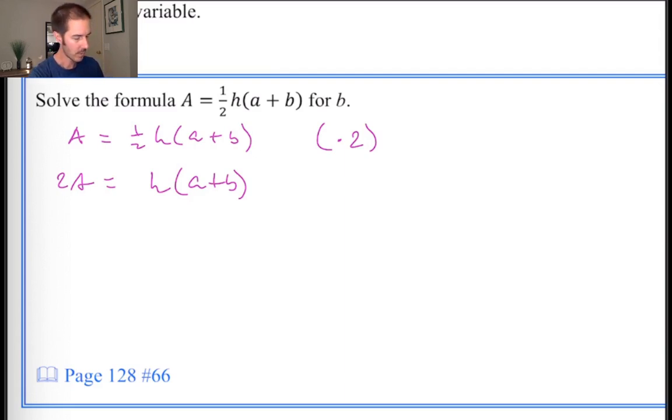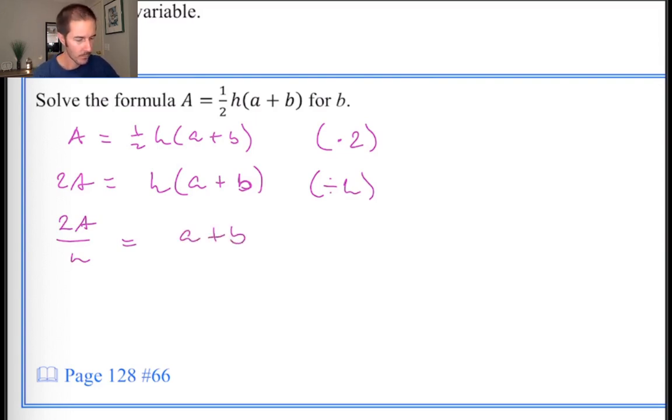Don't distribute. Remember, the goal here is to get stuff away from the b. So why would you want to distribute that h in and get it even closer to the b? Let's just get rid of the h from the right-hand side of the equation. We can do that by dividing both sides of the equation by h, which would give us 2a over h equals just the a plus b now. The h canceled from the right-hand side of the equation when we divided by h.